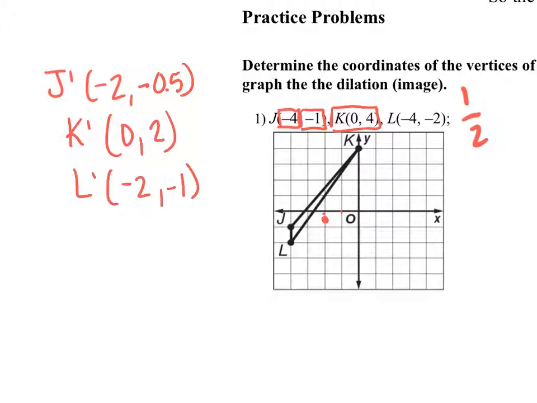Okay, 0, 2. Stay with me for a minute and then we'll see. -2, -1. So if I connect those points, look. It makes a version that's about half the size, right? It's just scaling it down is all it's doing. Too fast? A little?